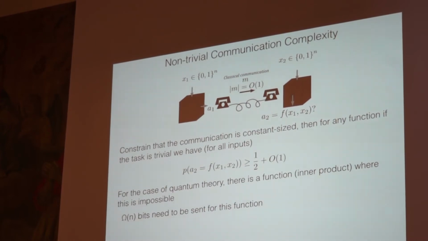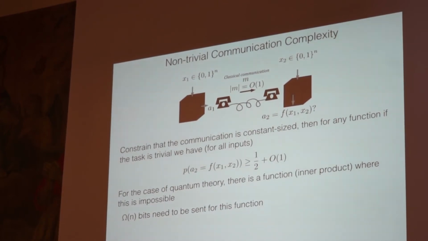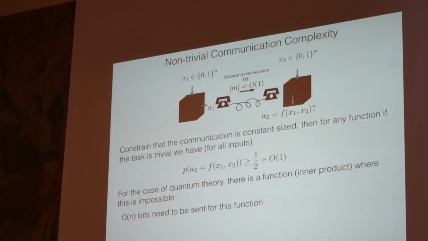And for the case of quantum theory, there is a function, the inner product function, which is basically the pairwise inner product for these two vectors, where this is impossible. You cannot achieve this with some probability bounded away from half by a constant, given only a constant amount of communication. So it turns out that in the quantum case, the number of bits you have to send is lower bounded by n.